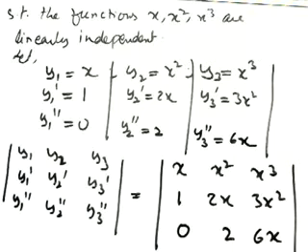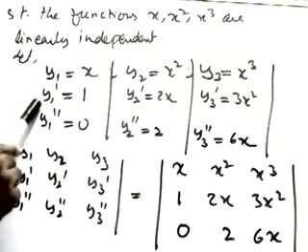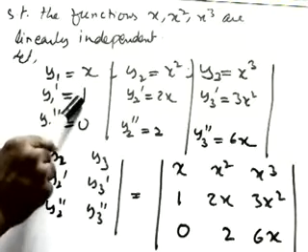Now see the next question. Show that the functions x, x square, x cube are linearly independent. Let me do a thing. Let me denote the first function by y1, the second function by y2, and the third function by y3 equals x cube. Now we have to differentiate two times.